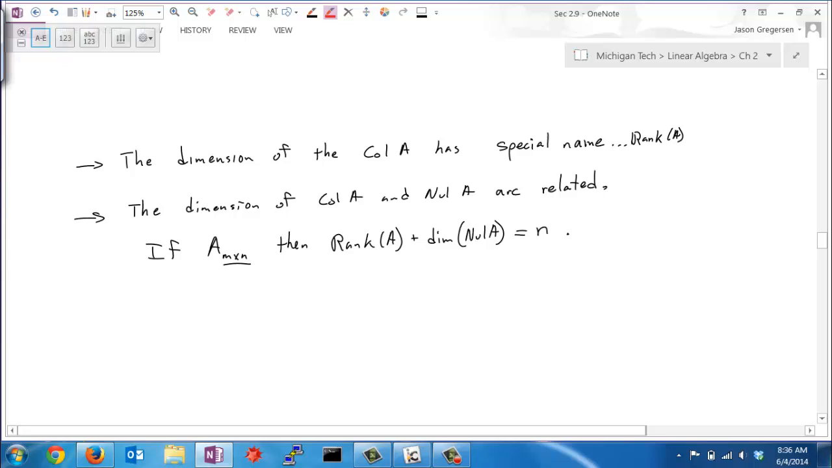All right, now that we have the idea of a basis for a space, and then we can count those to find the dimensions of a space, we're going to use those to make a really important theorem for linear algebra. So the dimensions of the column space of A has a special name. We call it the rank of A. So the rank of A is the dimension of the column space of A. So the rank of A is a number. It's 2, it's 5, it's whatever that dimension of that space is.